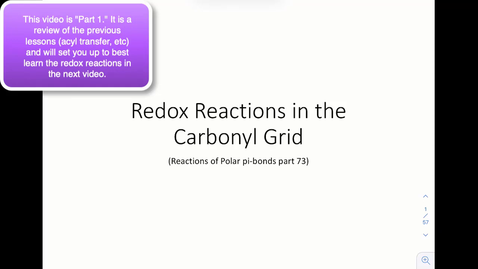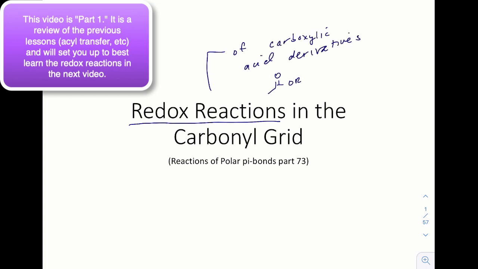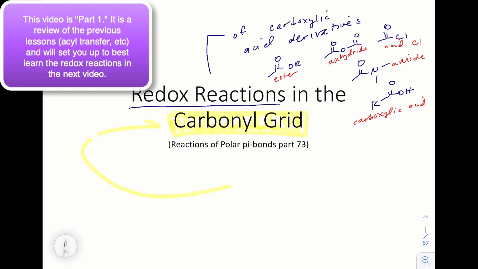In this video, we will learn oxidation and reduction reactions of carboxylic acid derivatives, such as esters, anhydrides, acid chlorides, and amides, not to mention the parent carboxylic acid. We will continue to use the carbonyl grid to organize both what we will learn today and integrate it into our existing knowledge of these functionalities and other carbonyl-containing functional groups such as aldehydes and ketones and their derivatives, alcohols, acetals, etc.